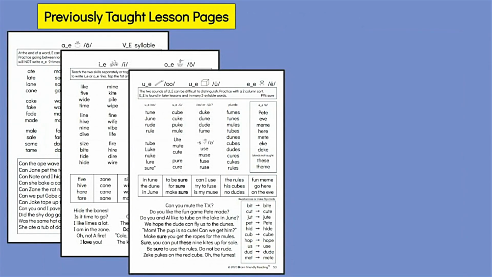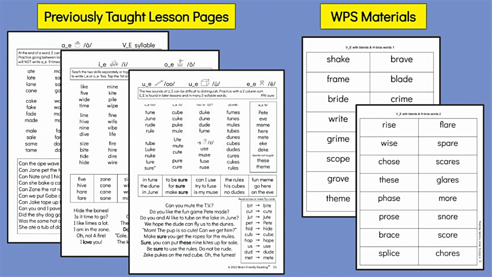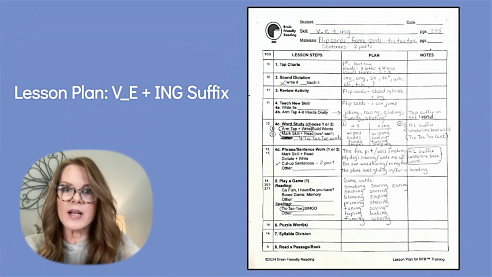And if you run out of words on the many vowel consonant E lesson pages to create games and word study activities, you'll find dozens more in the words, phrases, and sentence materials that are found on the We Shall Read website in the shop. Or if you are enrolled in the training, it is in the shared Google Drives under Games and Materials. Now let's take a look at a lesson plan for introducing this skill.